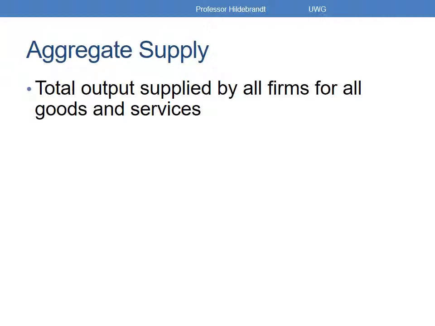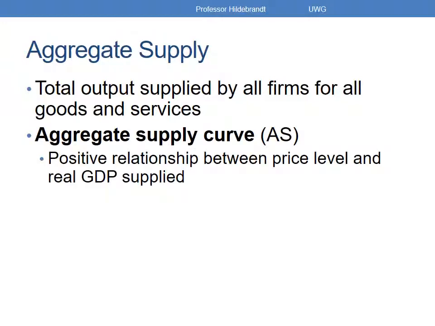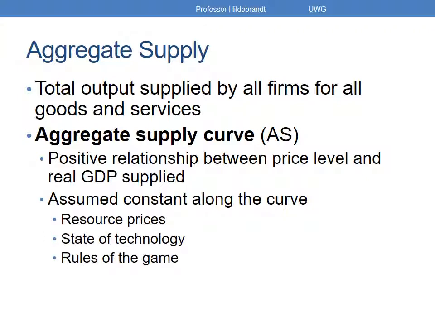So let's talk about the other side of our macroeconomy, aggregate supply. So now we have total output that's supplied by all firms for all goods and services. It's represented graphically by our aggregate supply curve. And now we're going to see a positive relationship, just like we did for regular supply, meaning that as the price level increases, firms are willing and able to produce greater quantities of their goods and services, okay?